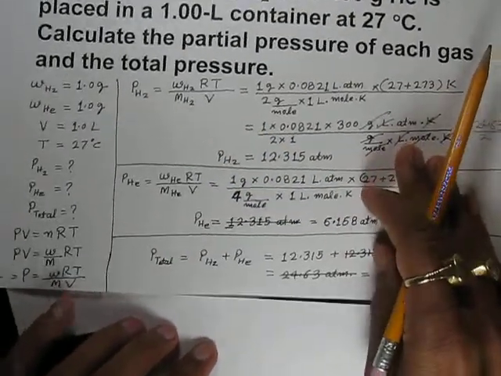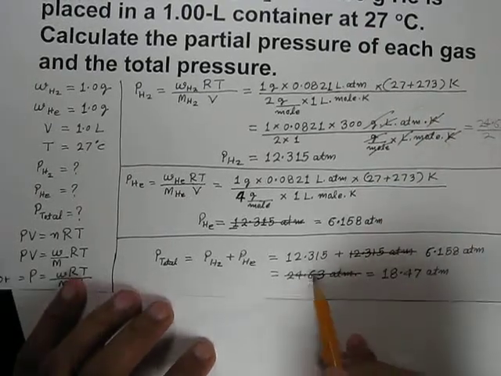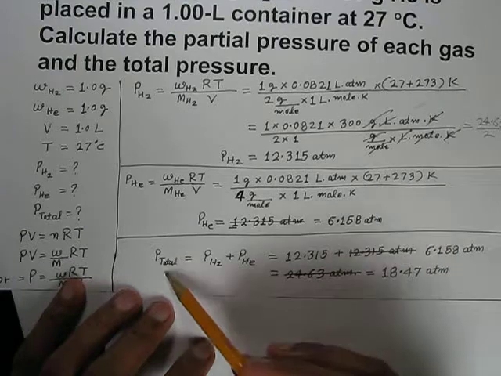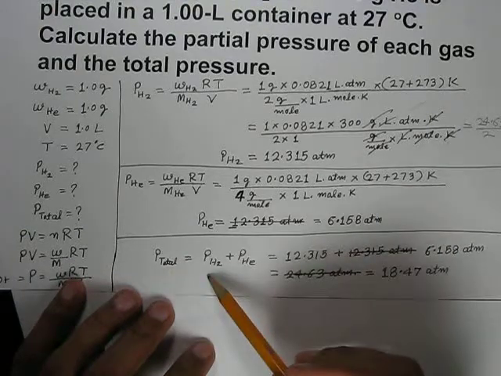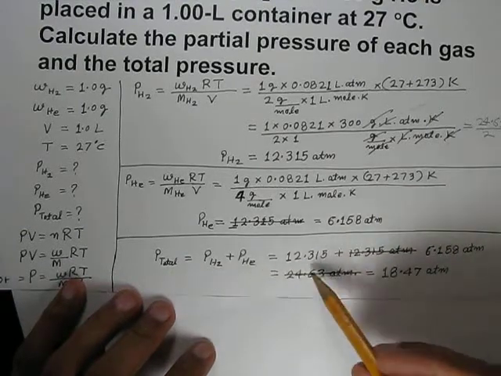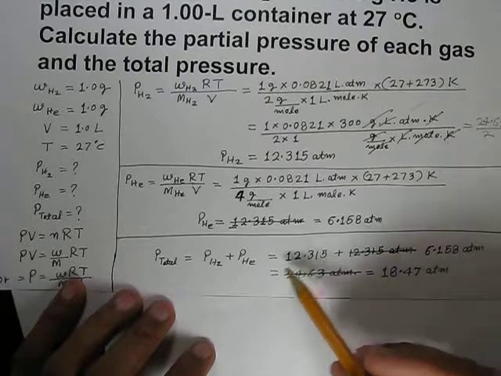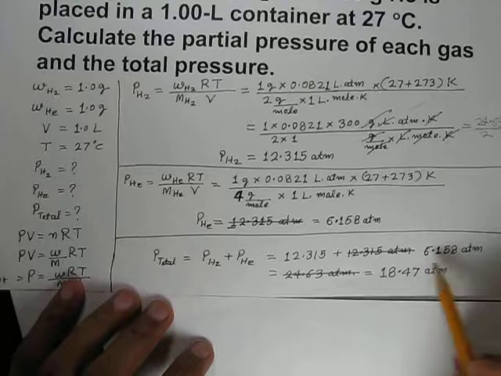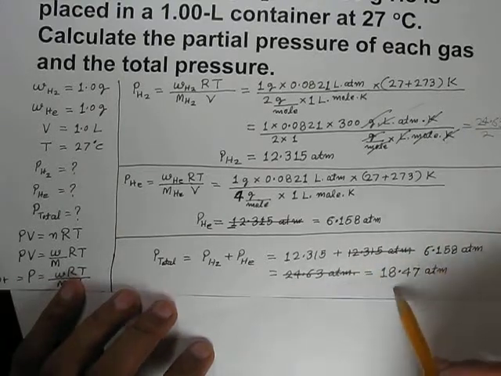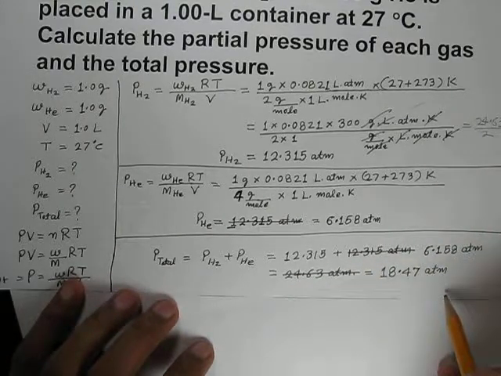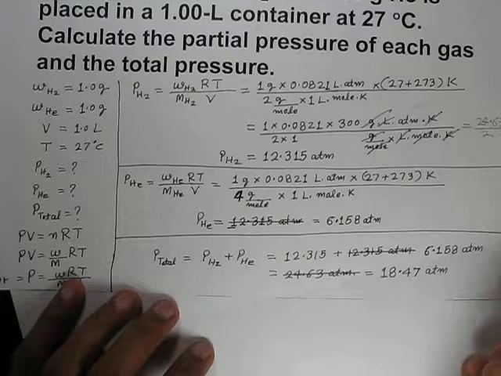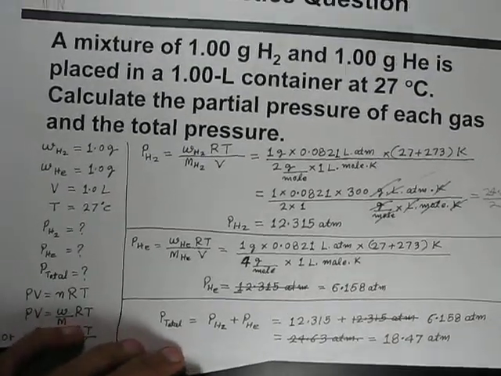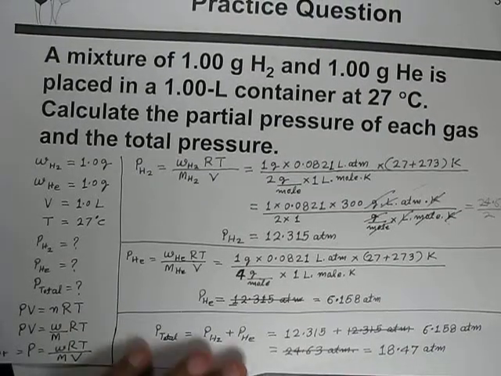Now we can just add these partial pressures to get the total pressure. So total pressure will be equal to the hydrogen pressure, which is 12.316, plus the helium pressure, which is 6.158 atmosphere. Once you add these two together, it will come to 18.57 or 18.5 atmosphere. So this was the question about partial pressure and Dalton's law of partial pressure.